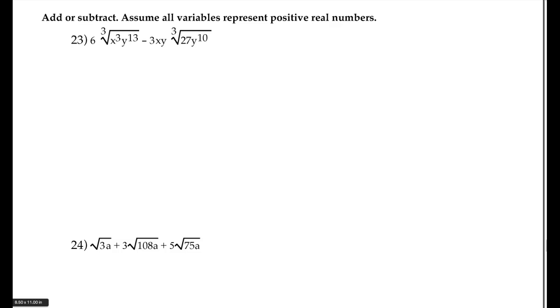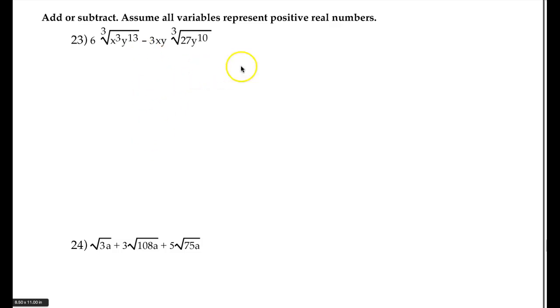All right, so for questions number 23 and 24, we're asked to either add or subtract these radical expressions together. And of course, for both of these problems, what we have to do to start off with is to try to simplify each term as much as we can so that we can determine whether these terms are indeed like terms or not. If they are like terms, we'll combine them together. If they're not like terms, then we'll just write the answer however it is once we're done.